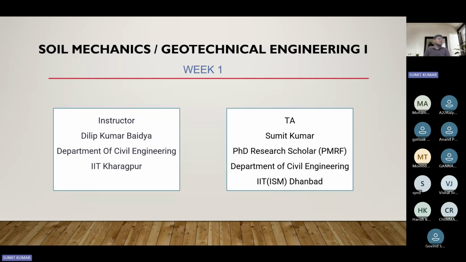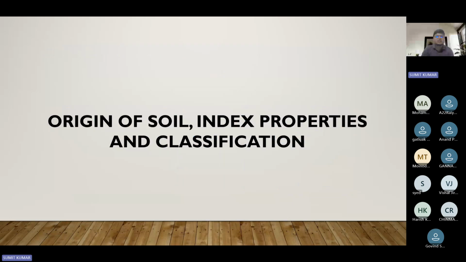So in soil we normally read two topics: geotechnical engineering 1 and geotechnical engineering 2. In geotechnical engineering 1 we read about the basics of soil mechanics, where we read the basic properties, shear strength characteristics and many more things, while in geotechnical engineering 2 we read the other applications like soil stability and foundation engineering. So over here we are going to study soil mechanics, that is, geotechnical engineering one. First of all, we start with the origin of soils, its index properties and the classification system.